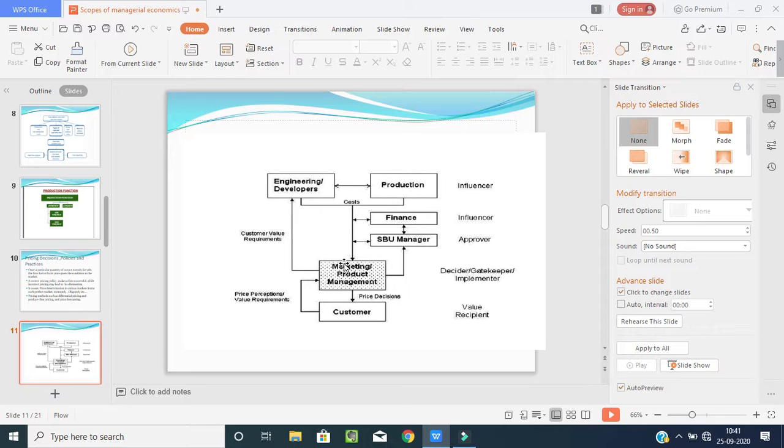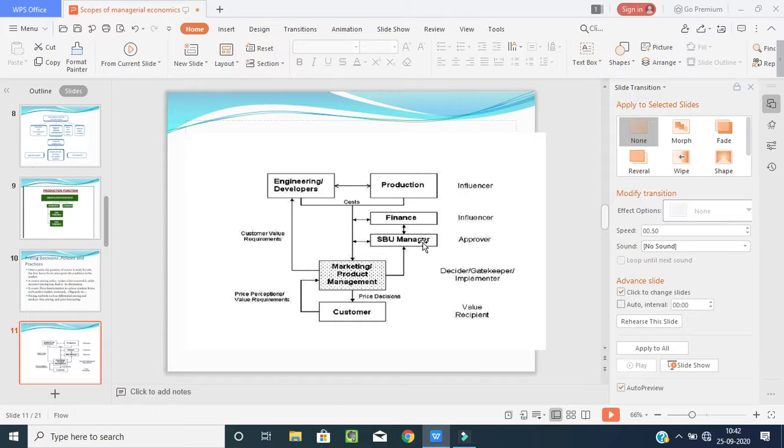They are giving the market data. The marketing people also provide it. That means they have to manage, focus, and learn on that part. Now another thing here is approval, information, and customer, like price perception and value requirements.